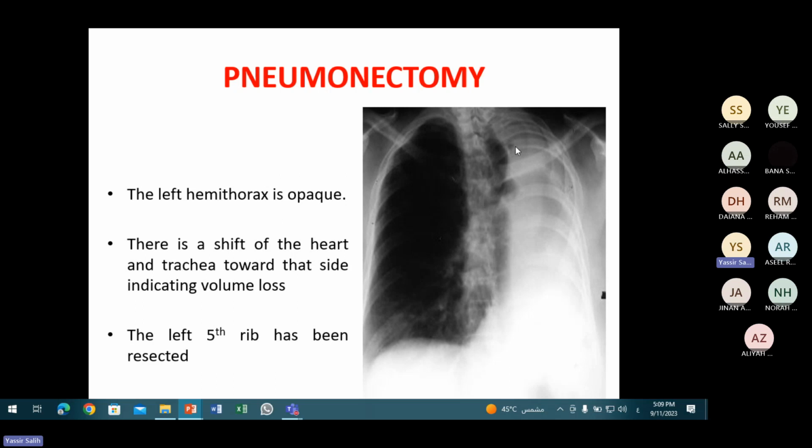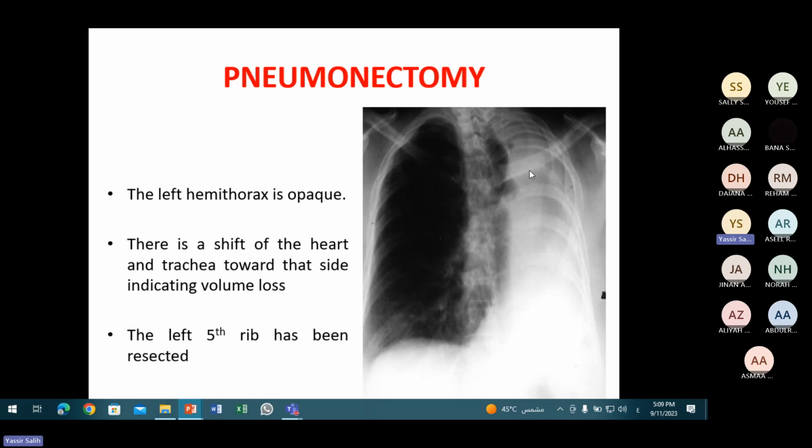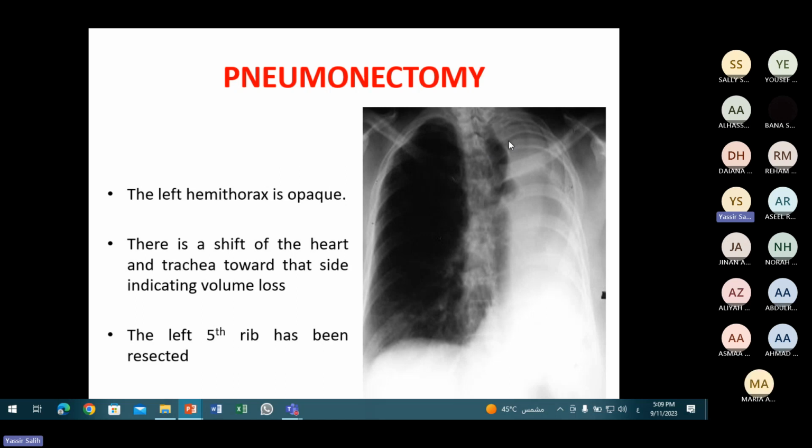In this one, there is opacification of the left hemithorax, and there is a decrease of lung volume. The right one is increased, as a compensatory mechanism. On the left one, there is a decrease of lung volume, and there is a shifting of mediastinum. This is the trachea. The trachea should be in the midline or slightly deviated to the right, but in this case you can see the trachea is shifted towards the left side, which they call the ipsilateral side.